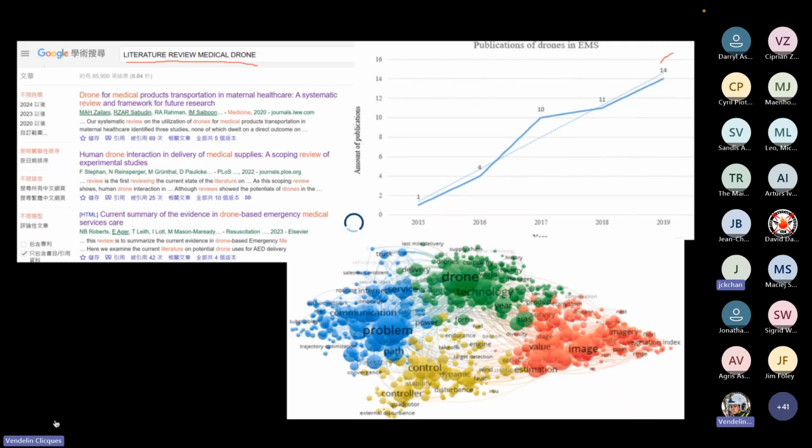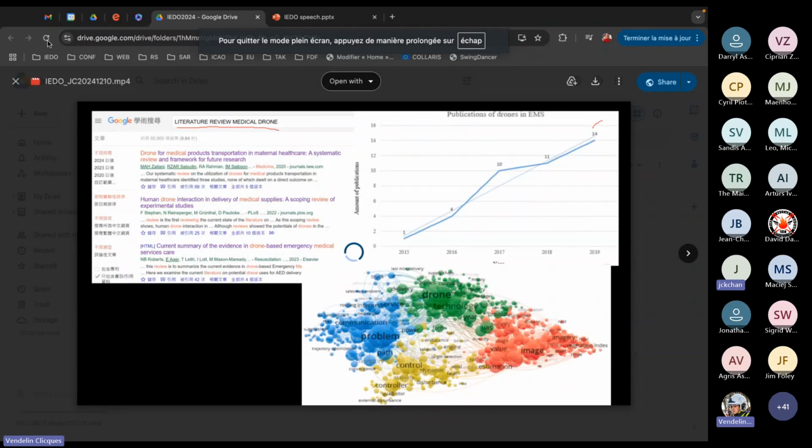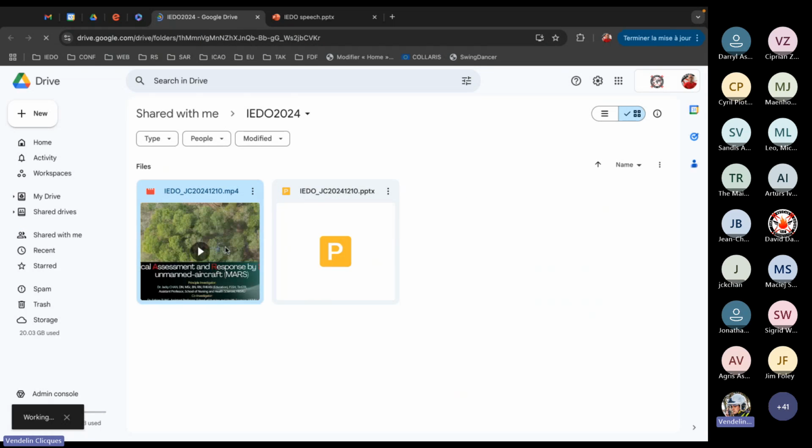So this slide is about when you are interested in how medical people use drones, you can just go to Google Scholar and type in "medical drone". There is a lot of research that showcases how we are using it. I'm going to relaunch the video to see if it's working there.